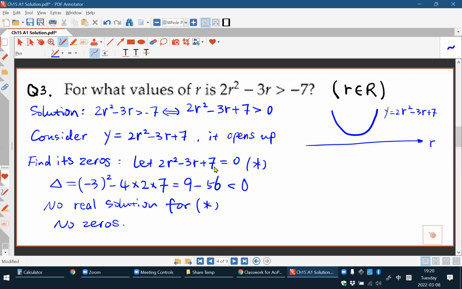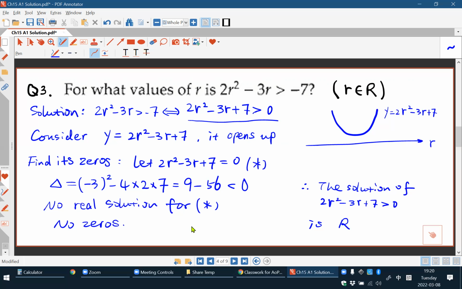Then we need to find any interval that makes this function greater than 0, right? And from the sketch, you can see that the whole real number set makes this inequality hold, right? Therefore, the solution of 2r squared minus 3r plus 7 greater than 0 is the whole real number set, right?